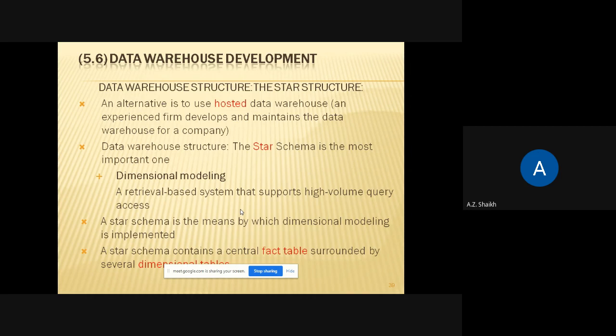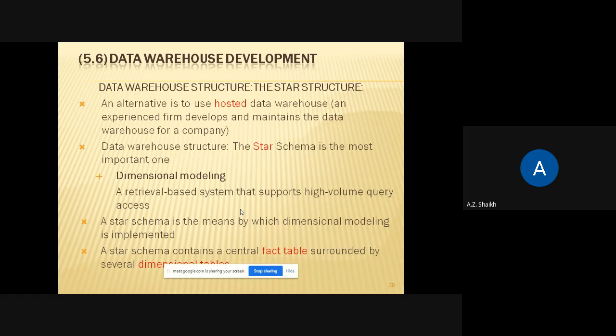So here is an alternative: to use the hosted data warehouse, where they use an experienced firm to develop and maintain the data warehouse for a company. The star schema is one of the structures they use to develop the data warehouse architecture. To use this type of structure, they use dimensional modeling. That means through the star structure, they are using dimensional modeling.